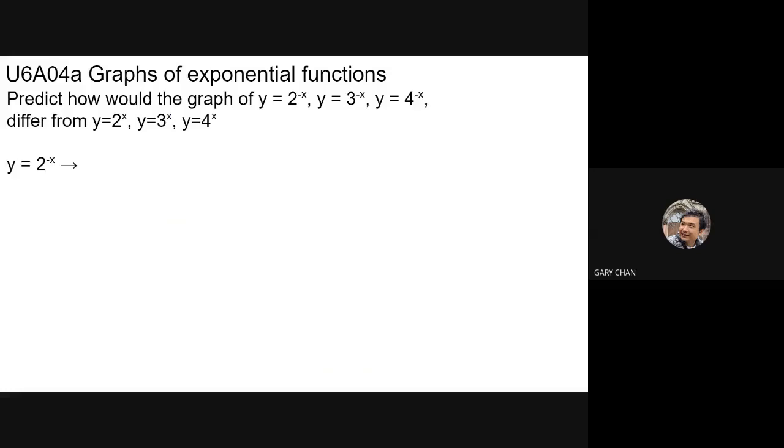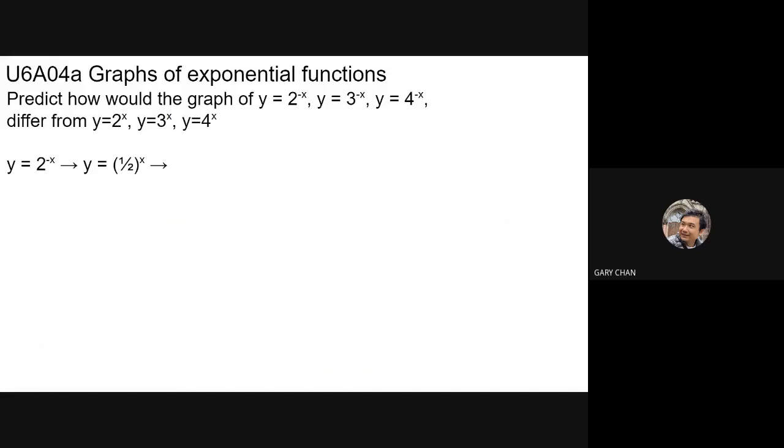So 2 to the negative x, I can perform a little bit of a rewrite. 2 to the negative x is actually the same thing as (1/2) to the x. Why is it (1/2) to the x, you may ask? Well, that's because 2 to the negative x is the same thing as 2 to the negative first raised to the x. 2 to the negative first, last I checked, that is 1/2. And if you look at this, now the equation is (1/2) to the x.